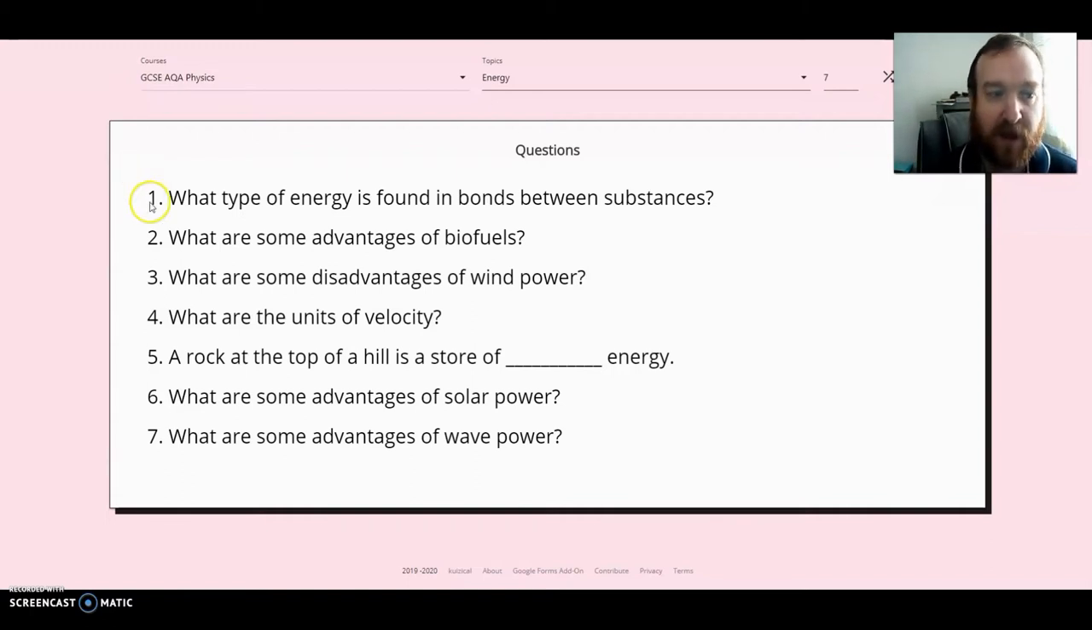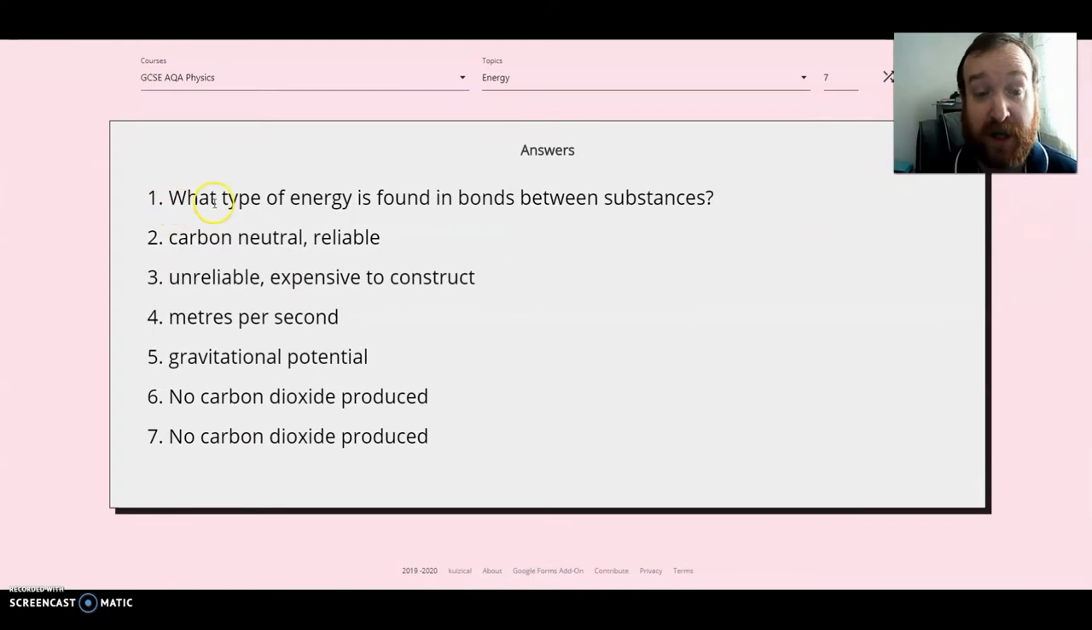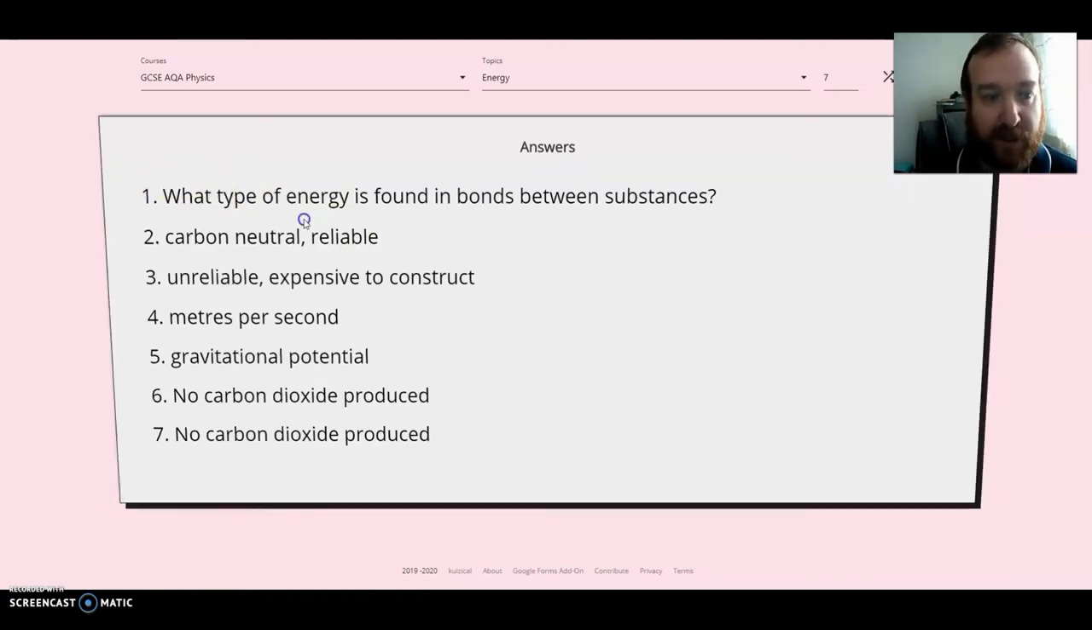So here, what type of energy is found in bonds between substances? Bonds between substances will be chemical energy. So there's no answer for that one. So it's still a little bit buggy. I think they're working out the bugs in it, but it'll be chemical energy.